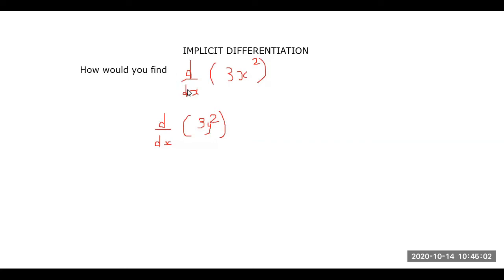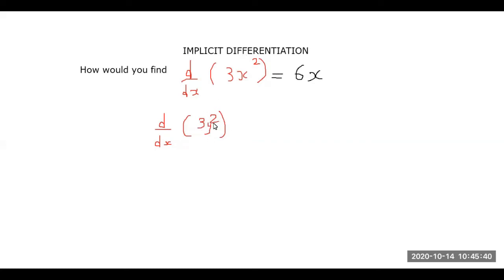Consider these two examples. To find the differential of 3x squared with respect to x, we can do that, because when we differentiate 3x squared with respect to x, we just get 6x. Now look at this question right here. How would you find d by dx of 3y squared? There's no way we can differentiate y in terms of x because there's no x right here. Because we cannot do this, we have to use what is known as implicit differentiation.